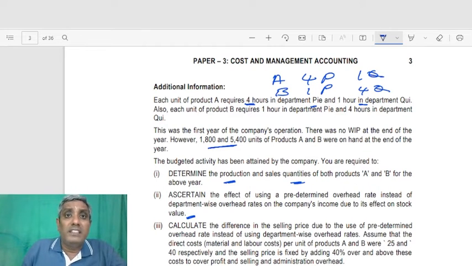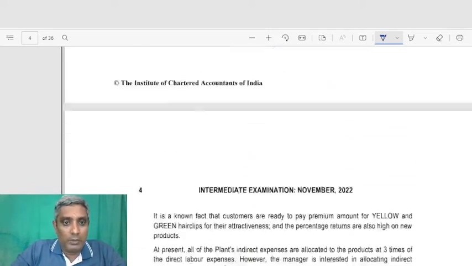Assume that the direct cost, material and labor together, for A and B are 25 and 40, and the selling price is fixed by adding 40% over and above these costs. So, over and above these costs, 40% is your selling price to include profit and selling and administration overhead. My dear students, let us go through the answers very quickly.